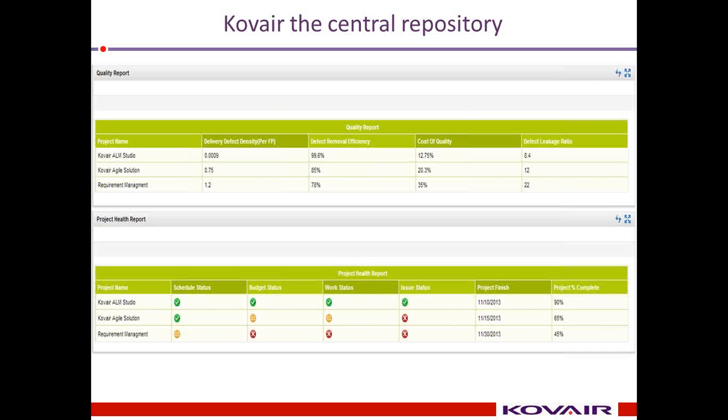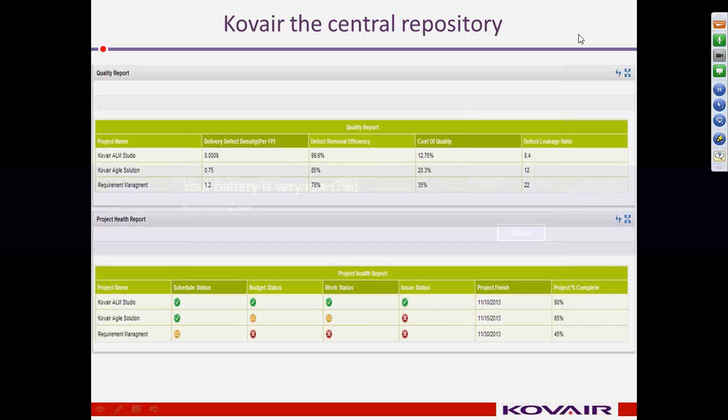Okay. So then we have some very useful metrics and dashboards in CoWare. As you can see, the project health report and the quality report. The quality report gives you parameters like defect density, defect removal efficiency, the cost of quality, and defect leakage ratio. The project health report clearly indicates what the parameters are in terms of cost and all those things.